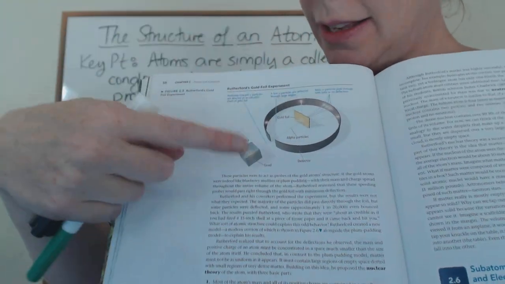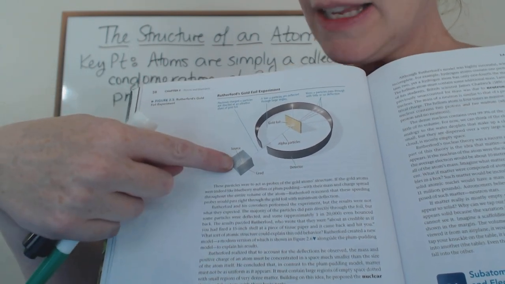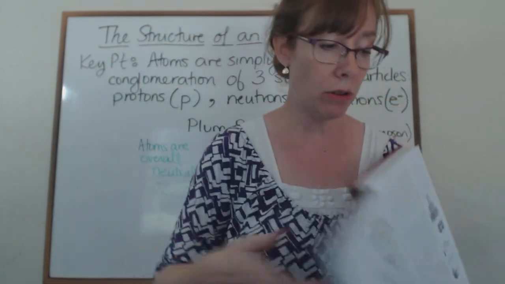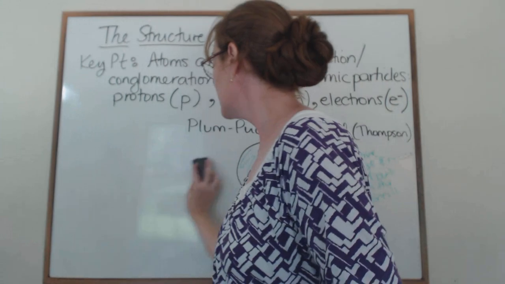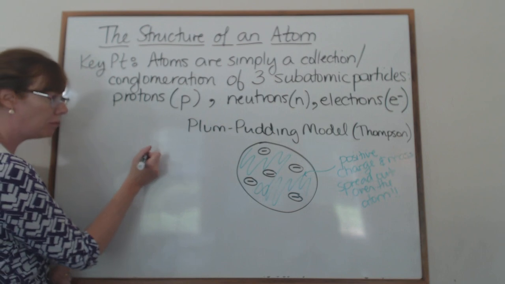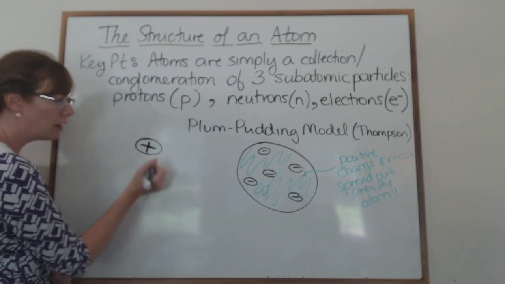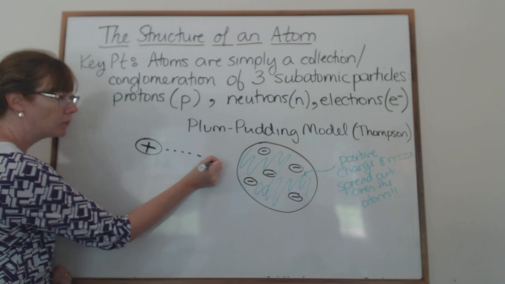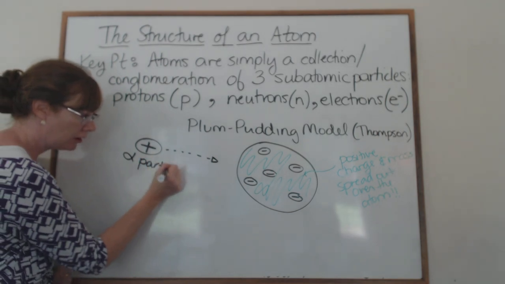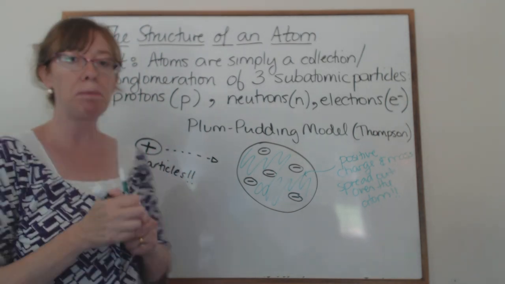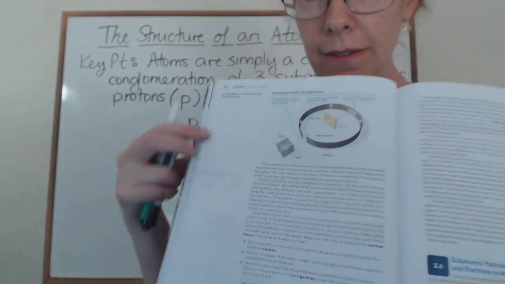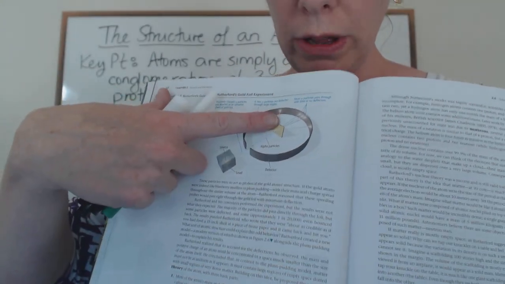And what he does in the experiment, it's a really neat experiment, he has a source of radioactivity or radioactive particles. These particles that he's shooting, it's literally like shooting at the atom, are huge positive particles. They're called alpha particles. But picture these bullets, they're basically bullets. They're very large positive bullets, particles that he's shooting. They're a type of radioactive particle. He's shooting them through the gold foil.